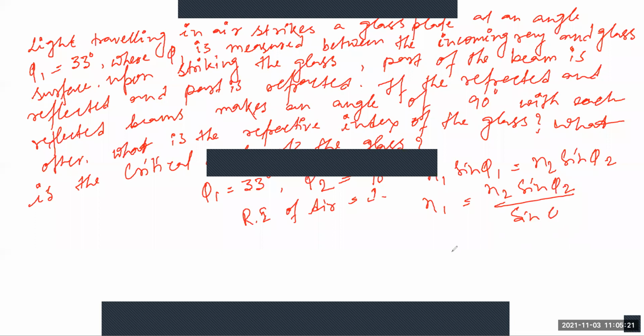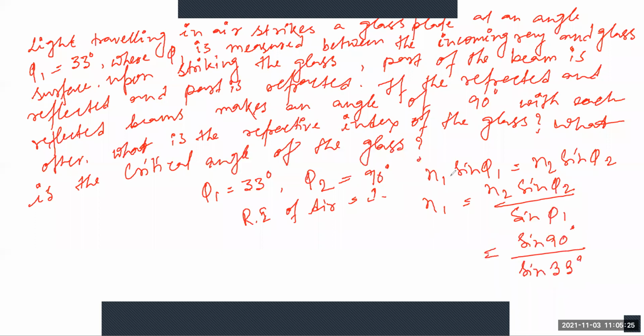Sine 90, what is the value of sine 90? Sir, 1. Yes, 1. So with the help of a calculator, you will get the value of N1 here, that is 1.836. This is the refractive index of the glass.